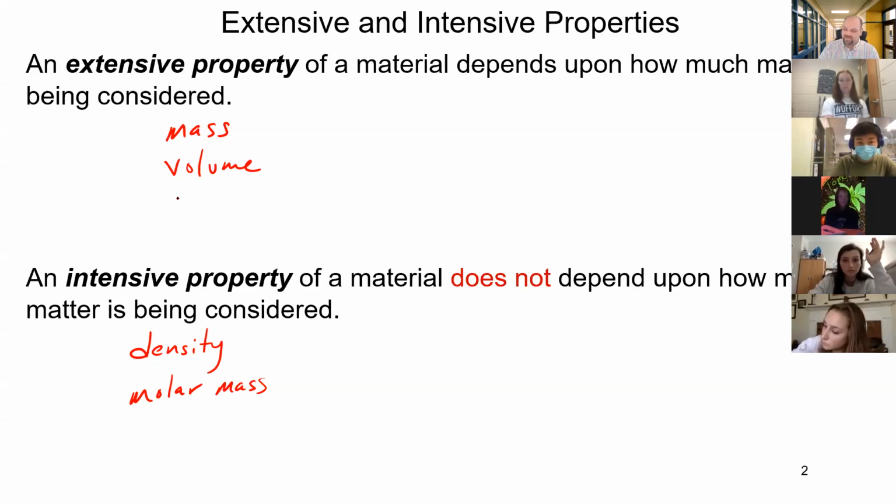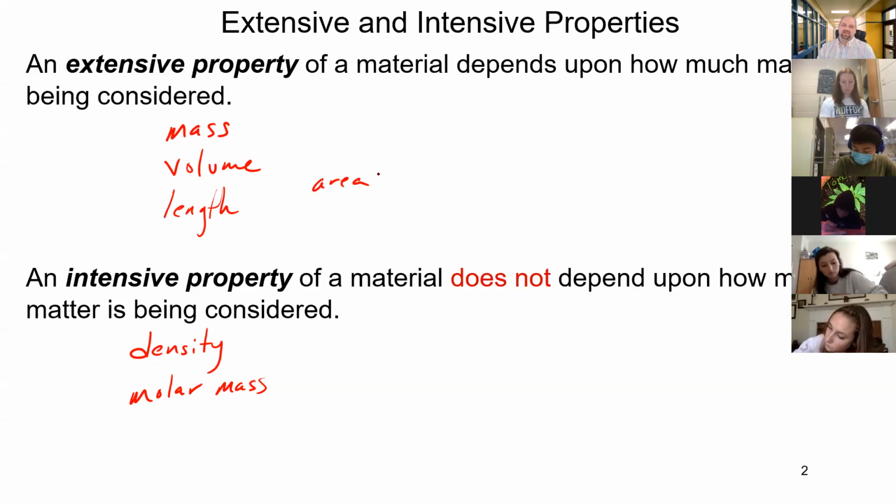Going along with mass and volume here, we can also think about things like length or area. These are things that are going to increase the more we have. Some other intensive properties, things that don't change, things like color. The color of a particular material doesn't change the more of that material we have.